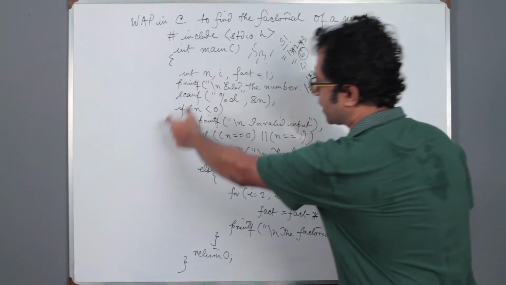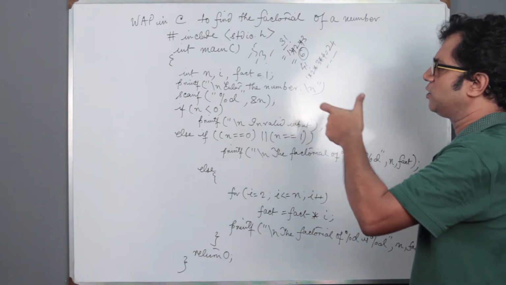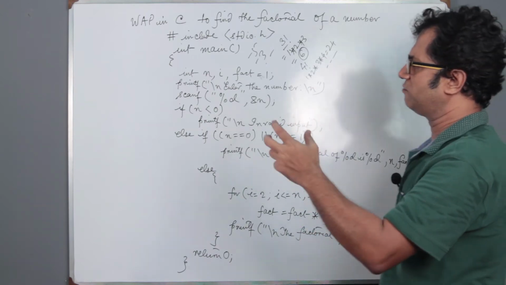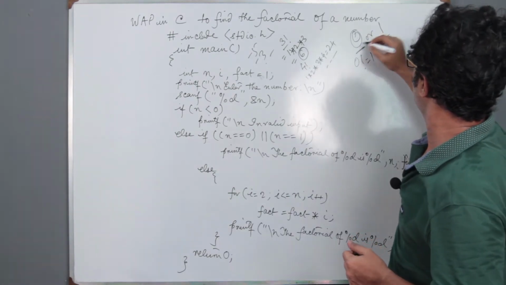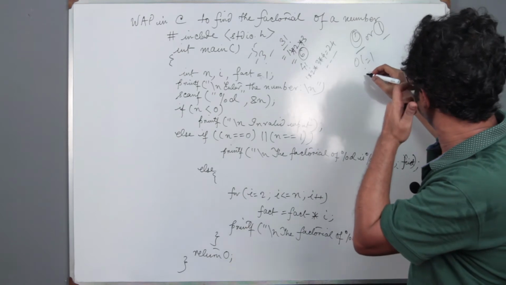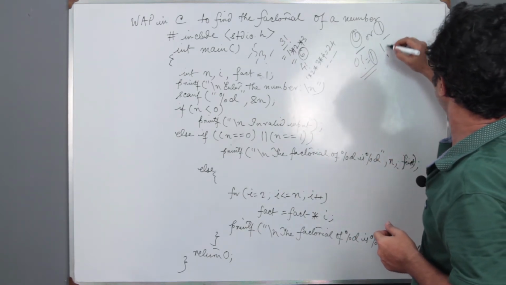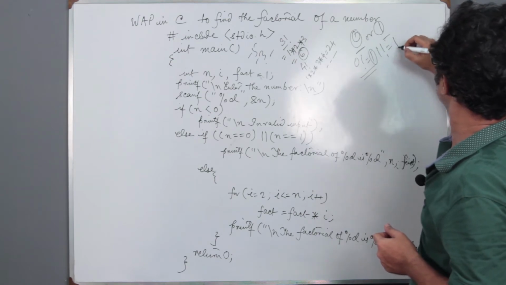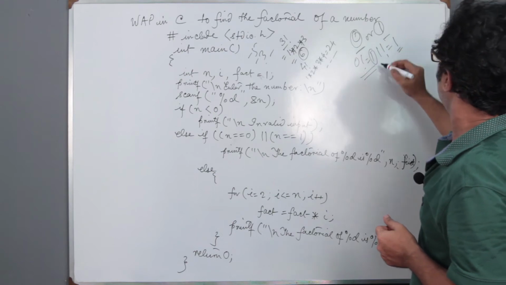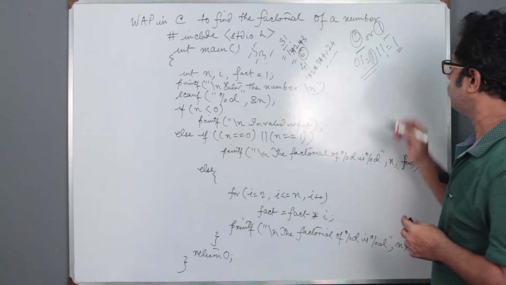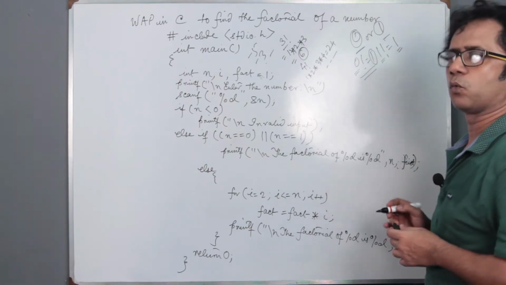Then we come to the next condition. Now we are going to describe the cases of the 0 value and the 1 value. As you know, friends, 0 factorial will always yield a result of 1, and 1 factorial will always yield a result of 1. So both of the values are 1.